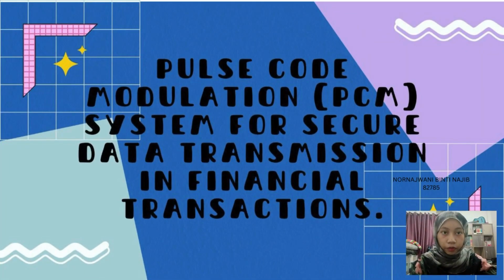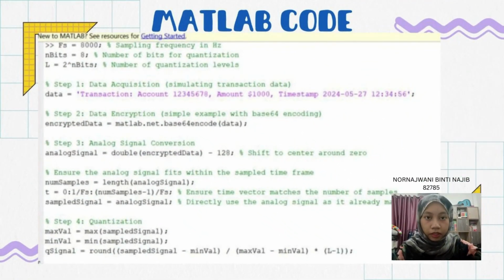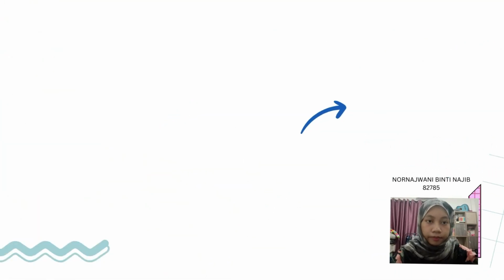This presentation provides a breakdown of a code that simulates secure data transmission in financial transactions using pulse code modulation (PCM). Step 1. Transaction data to be transmitted is acquired. Step 2. Transaction data is encrypted to ensure security during transmission. Encrypted data is converted into an analog signal, then centered around 0. Step 3. The analog signal is quantized into discrete levels based on the specified number of bits. Step 4. The quantized signal is encoded into binary format for transmission.